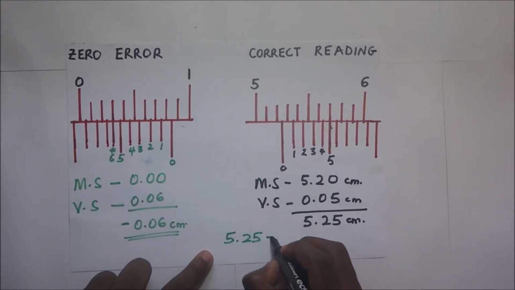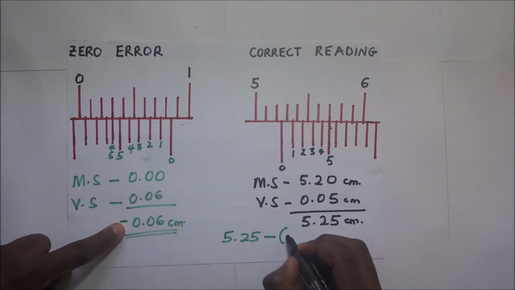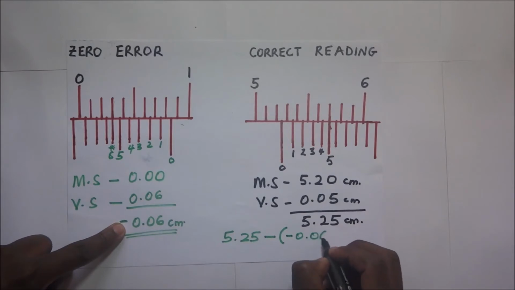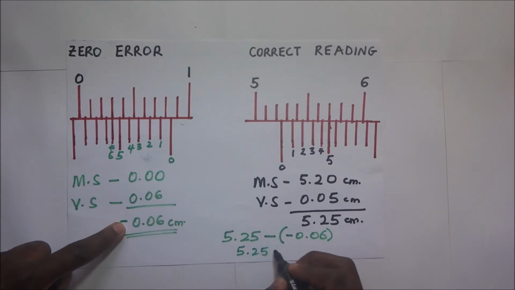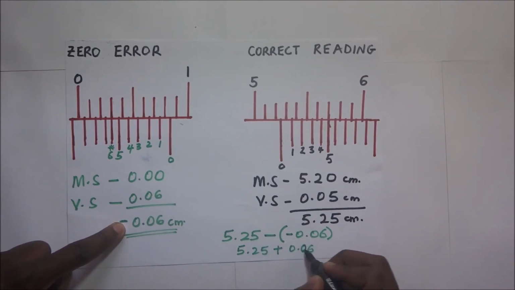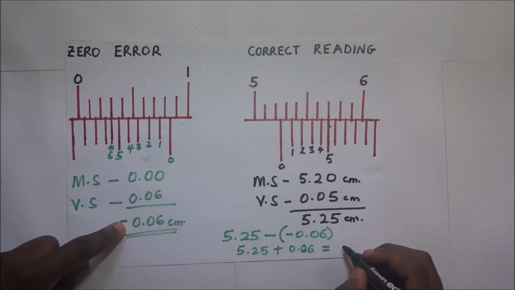So in this case, it's going to become 5.25 centimeters subtract the zero error. The zero error here is negative, so it's minus negative 0.06. So definitely you'll end up finding yourself adding the two. It's going to become 5.25 negative, that is plus 0.06, and your answer will be 5.31.